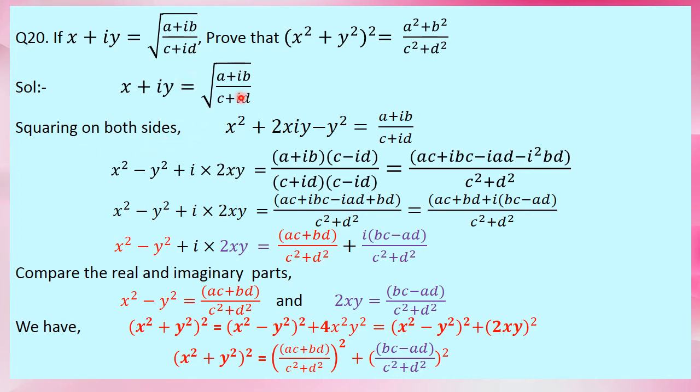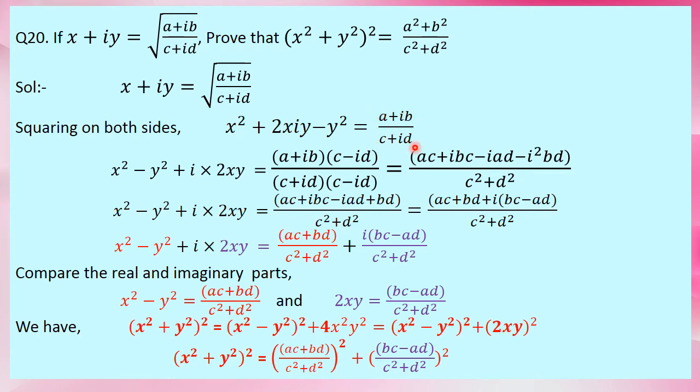So, left hand side will become x square plus 2x into iy minus y square. Minus y square is because iy the whole square, and i square is minus 1. And on the right hand side the square root will get removed, so a plus ib upon c plus id.